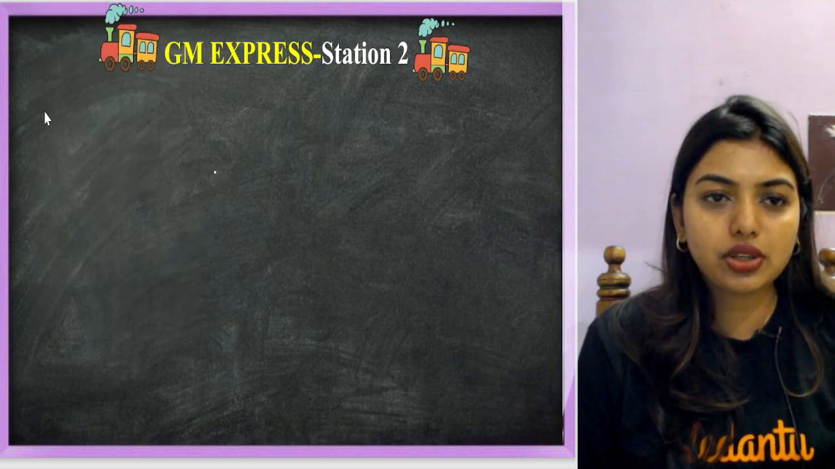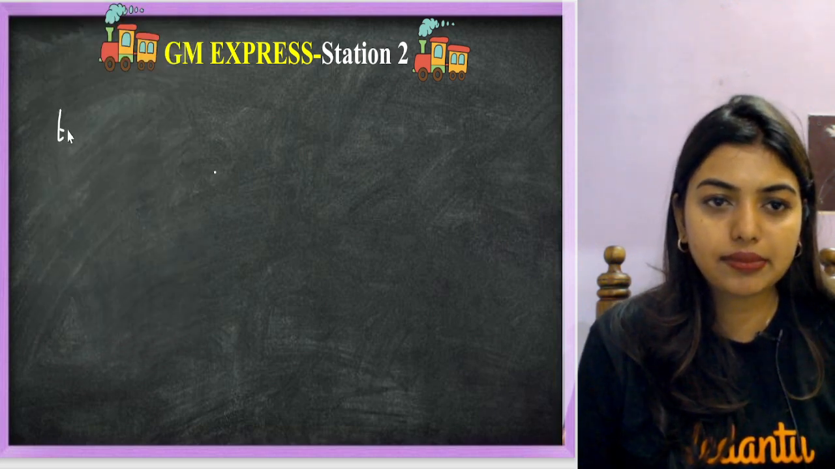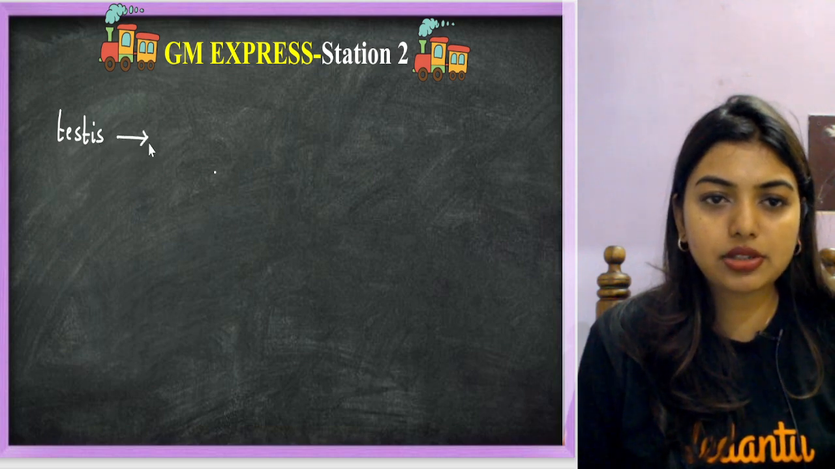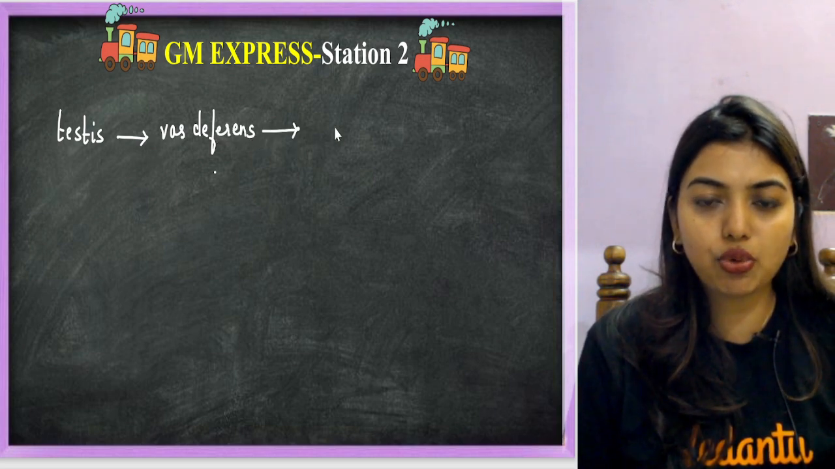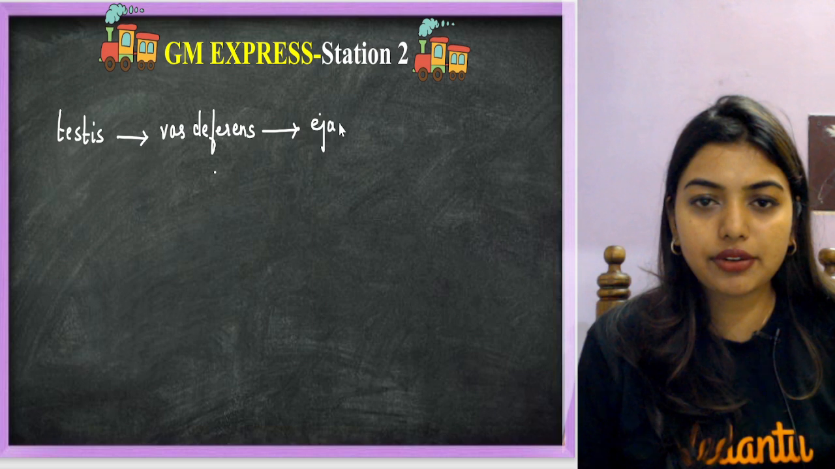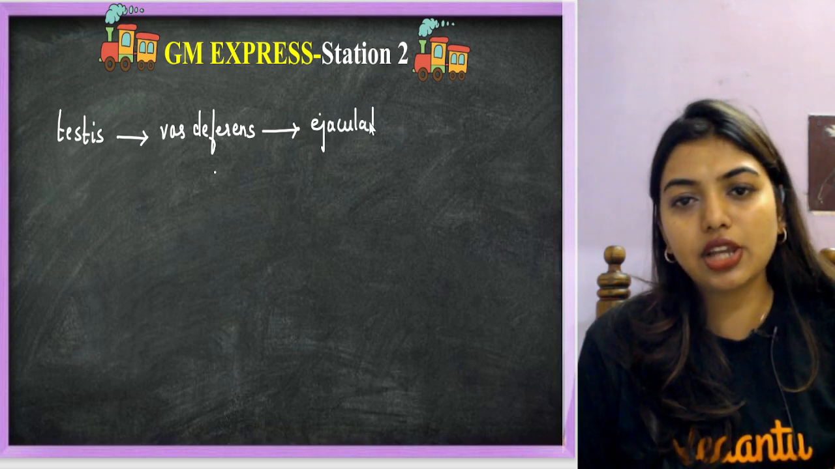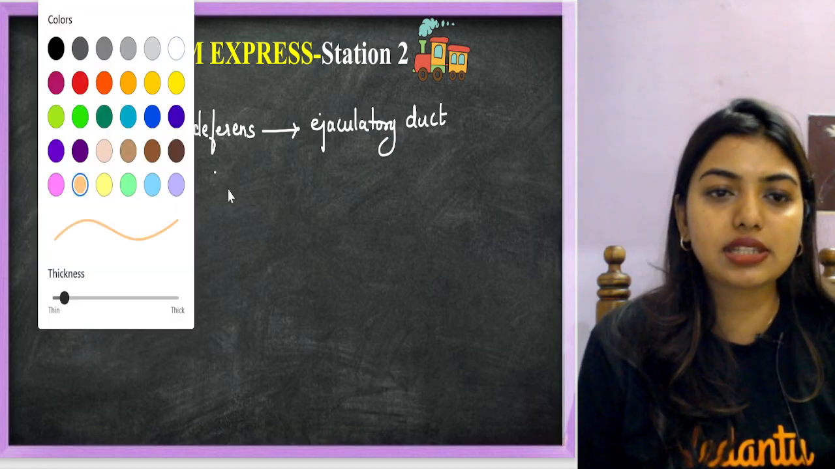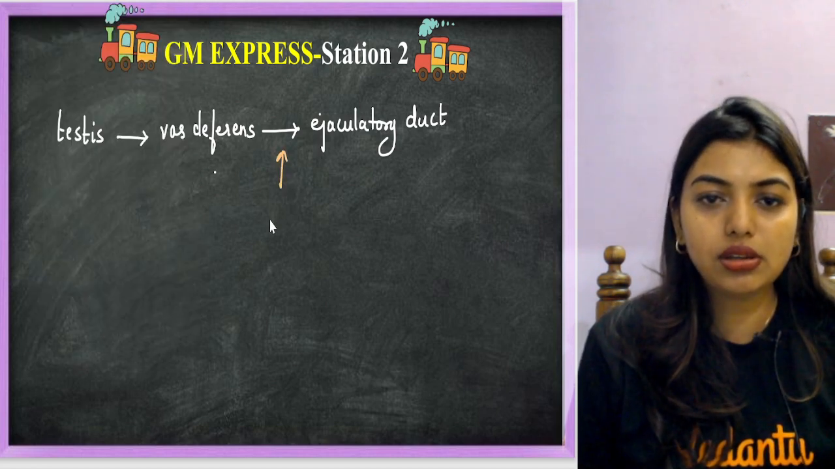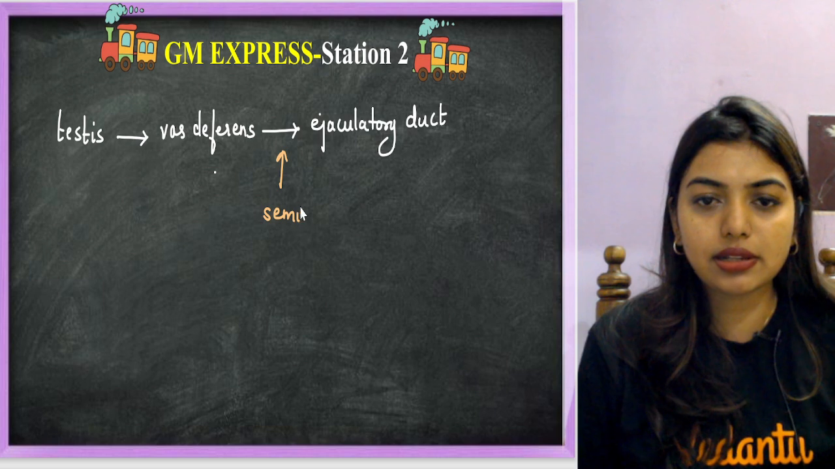Okay, so here students, testis is there. From testis, the sperm is going to come into the vasa deferens. From vasa deferens, it is going to open to the ejaculatory duct, through the seminal vesicle.